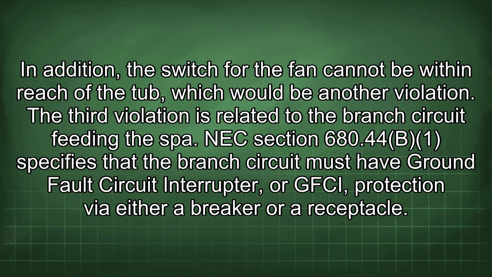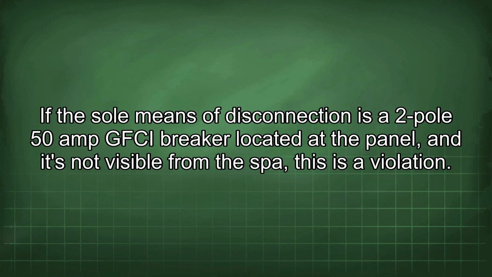The third violation is related to the branch circuit feeding the spa. NEC section 680.44b specifies that the branch circuit must have ground fault circuit interrupter, or GFCI, protection by either a breaker or a receptacle. If the sole means of this connection is a 2-pole 50-amp GFCI breaker located at the panel and it's not visible from the spa, this is a violation.